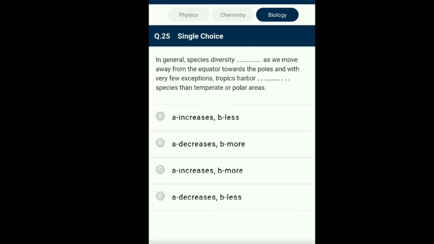Question number 25. In general, species diversity dash as we move away from the equator towards the poles, and with very few exceptions, tropics harbor dash species than temperate or polar areas. General species diversity decreases as we move away from the equator towards the poles, and with very few exceptions, tropics harbor more species than temperate or polar areas. So the answer for this question is option B. First dash is filled with decreases, second dash with more.